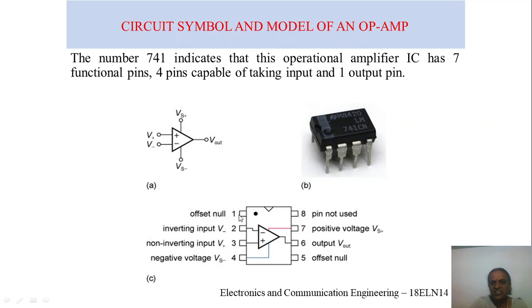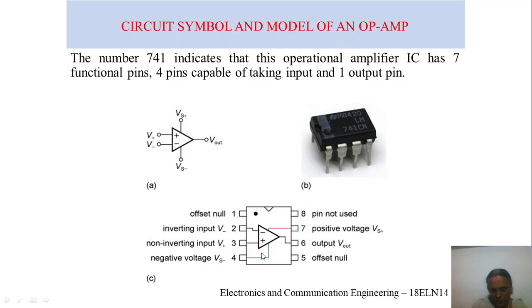The 8 pins of an operational amplifier IC each have a naming function. Pin number 1 is offset null, pin number 2 is inverting input, also represented as V minus, pin number 3 is non-inverting input, V plus, and pin number 4 is negative voltage, Vs minus, that is a supply voltage. That is also called the negative supply voltage pin.